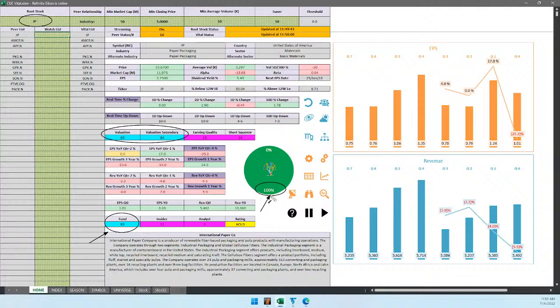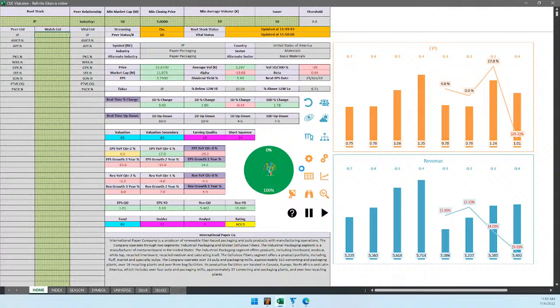100% of peer stocks of IP are up on Friday. What is the industry? Paper packaging. I can see it is paying a very decent dividend of 5.4%. The company makes money. Now let's look at its industry graph.